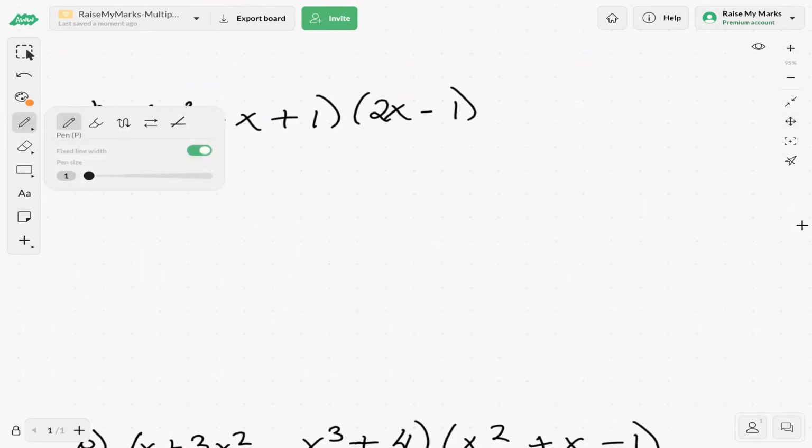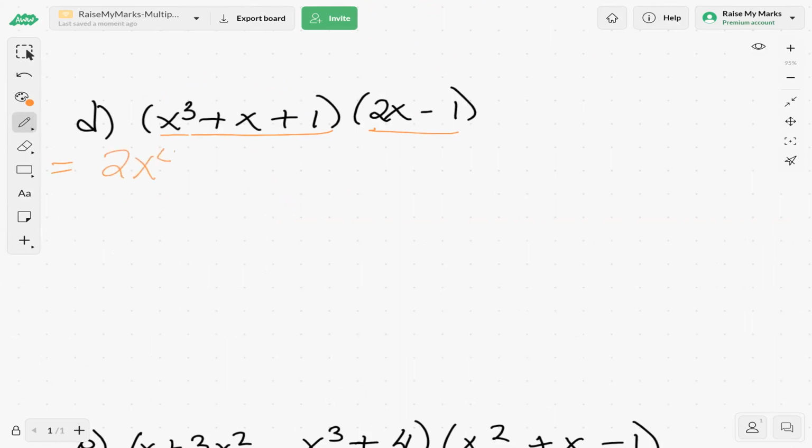All right, so our next example is a trinomial times a binomial. So again, same thing. We take each term in the first polynomial and multiply by each term in the second, and then we add everything together. So let's do this. x cubed times 2x squared is 2x to the power 4. x cubed times -1 is -x cubed, plus x times 2x is 2x squared. x times -1 is -x, and finally 1 times 2x is 2x, and 1 times -1 is -1.